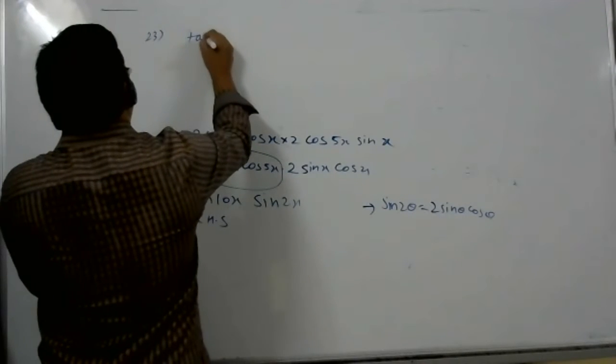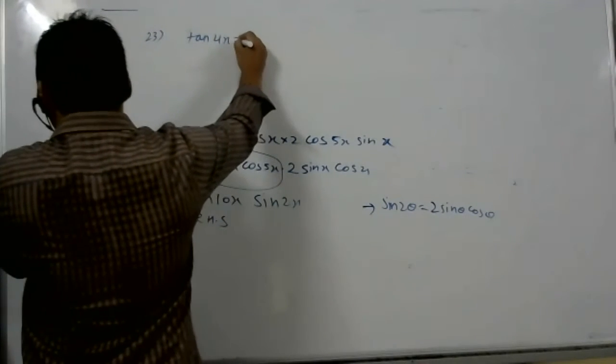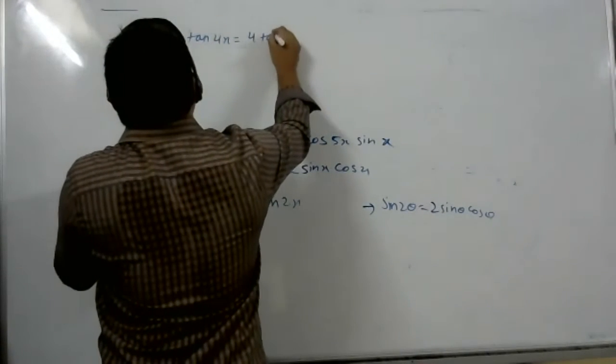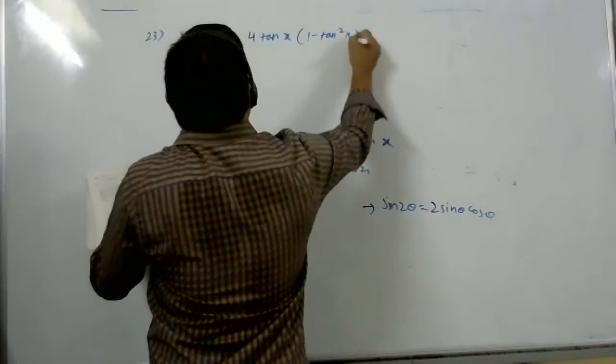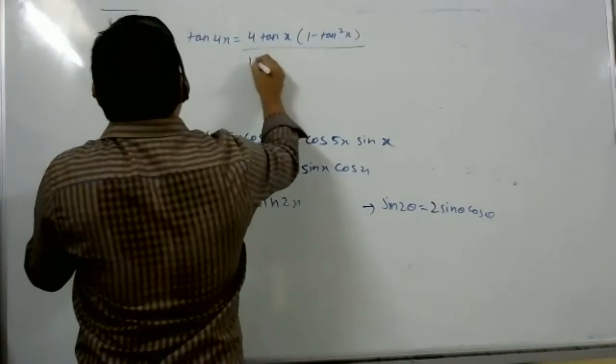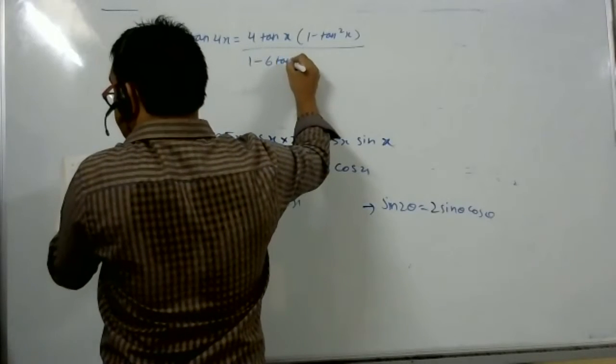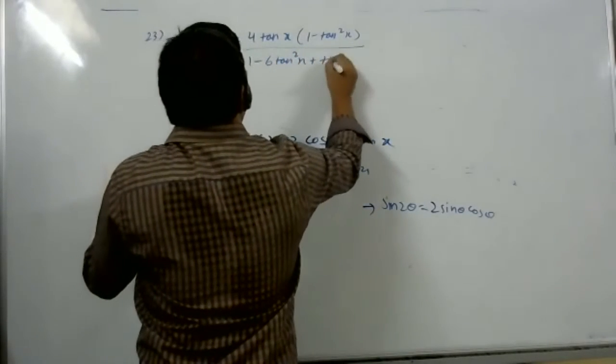Tan 4x is equal to 4 tan x (1 minus tan square x) by 1 minus 6 tan square x plus tan to power 4x.